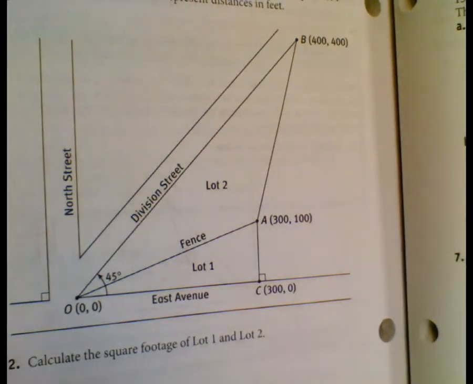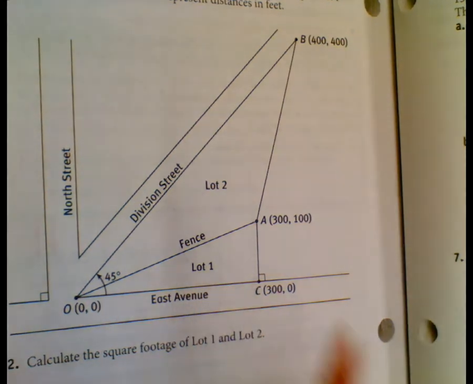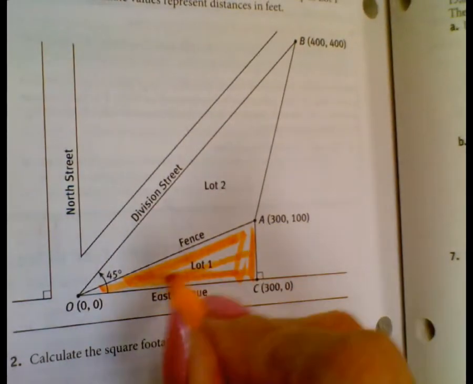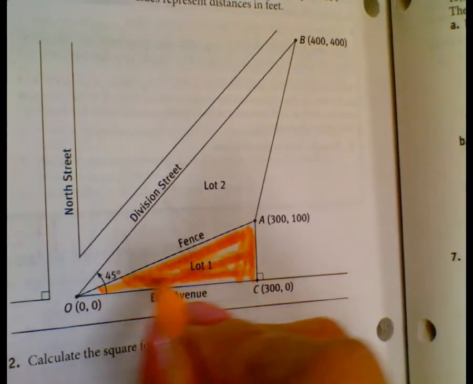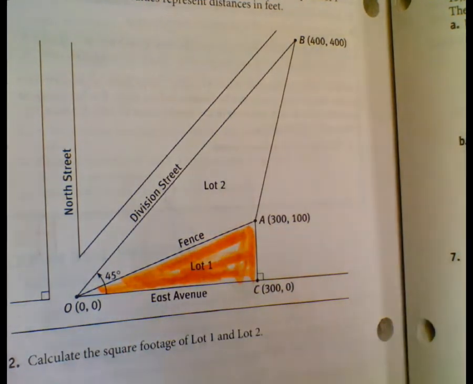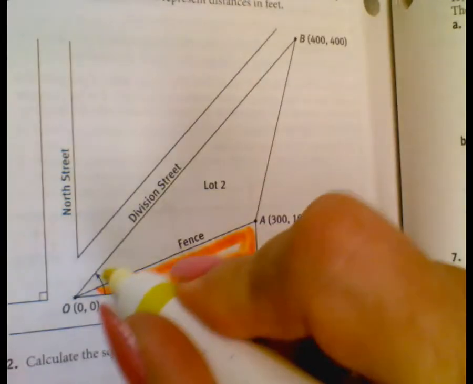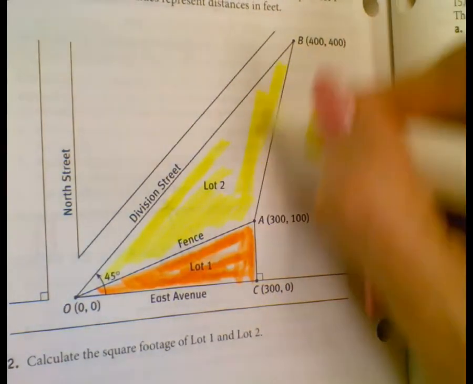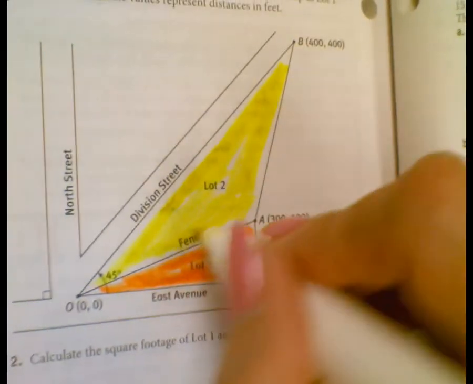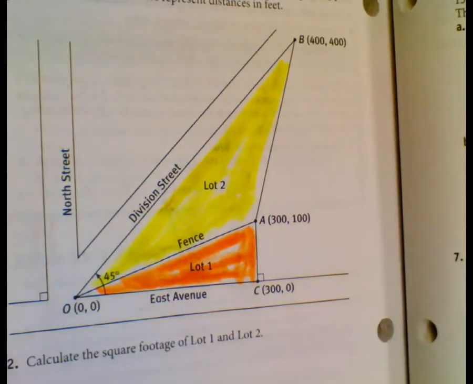All right, so you own both these pieces of property. You own triangle 1. And you know what? Let's go ahead and highlight this area here. So lot 1, this is lot 1. Lot 1 runs along East Avenue, and then there's a fence right here. And then we have, I hope this is a highlighter, lot 2, which runs along Division Street. And there's a fence between the 2 lots.